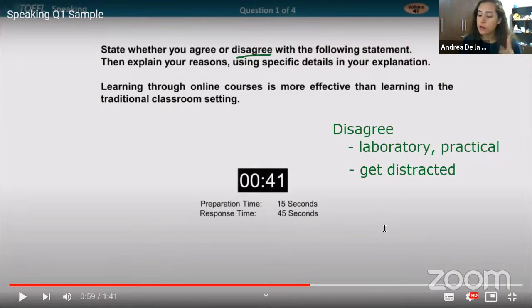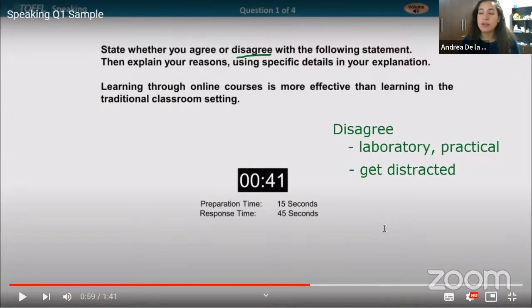be really careful. Your two reasons need to be completely different from one another. That means that they don't have to be related at all. So let's say that your first reason is that you can concentrate more with traditional courses. And the second is that there are many things that could distract you at home when you take online courses, then it's kind of the same, right? So if you go for the two of them, you're going to be redundant. You're just going to repeat the same idea.